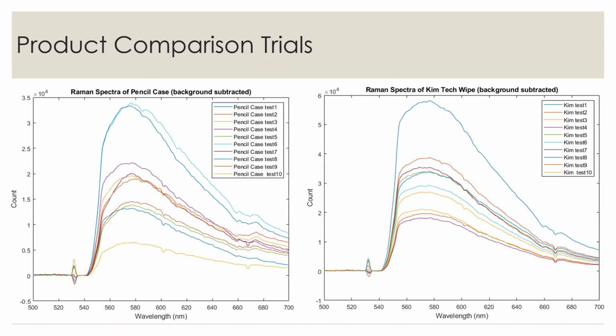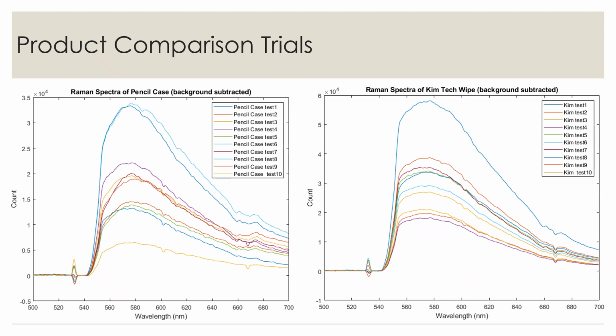To test the product comparison feature, we did 10 trials each with a pencil case, a Kimtech wipe, and an umbrella to determine if the spectra of miscellaneous samples would remain consistent and distinct. Though we don't know the exact composition of these items, and thus can't anticipate any particular peaks of interest, each trial should generate the same shape spectra based on the principles of Raman scattering. The results remain very consistent within the 10 trials for each item.